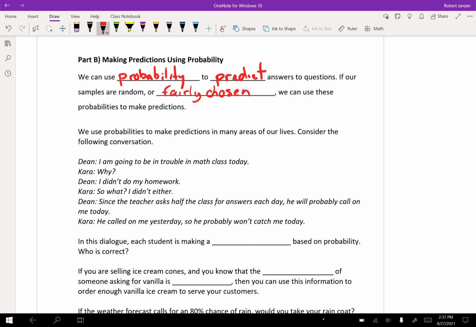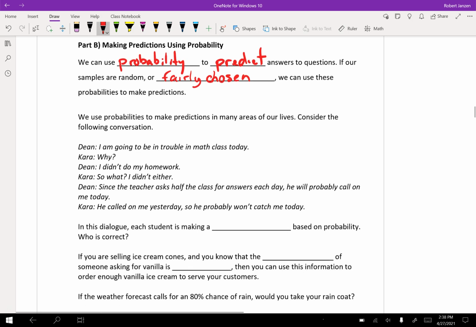Okay, we use probabilities to make predictions in many areas of our lives. Let's look at a conversation here. Maybe not realistic, but you'll get the idea.